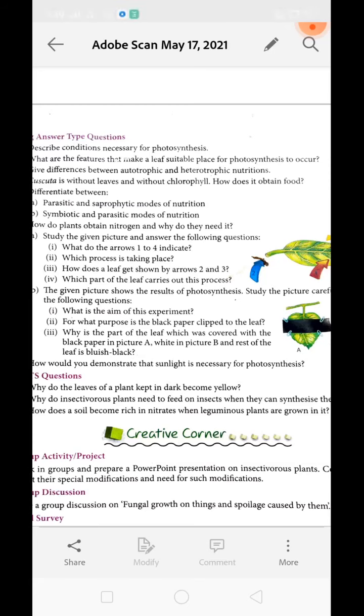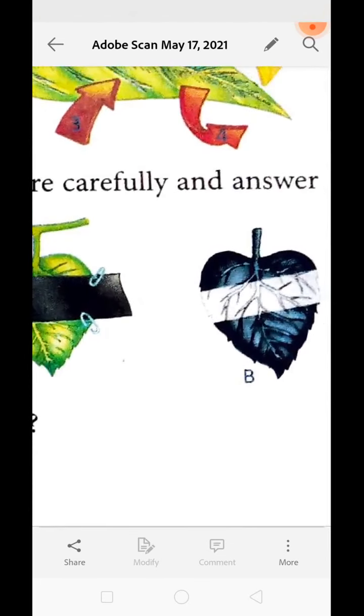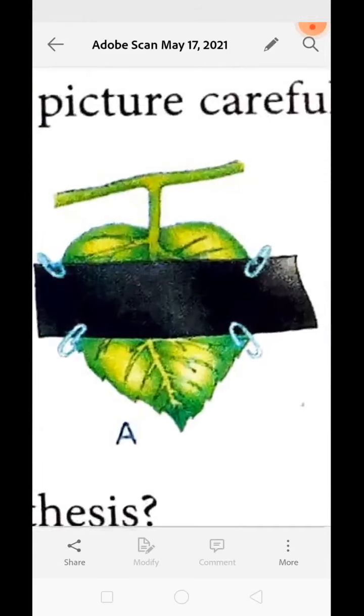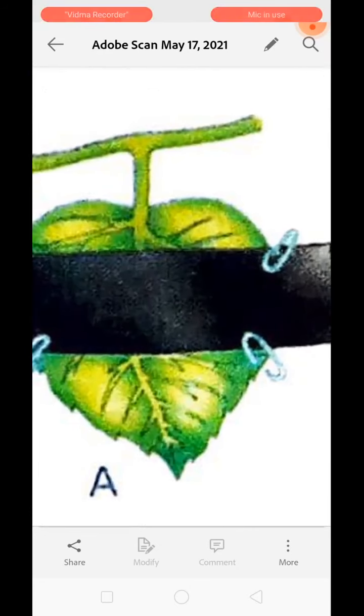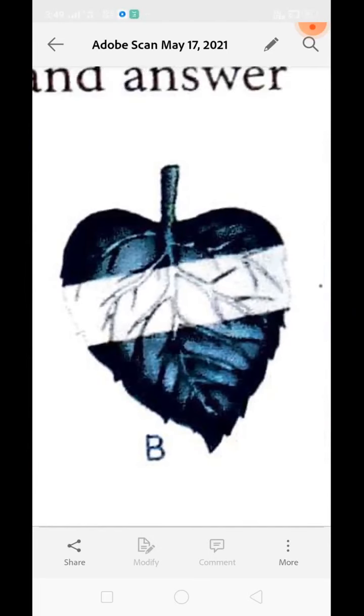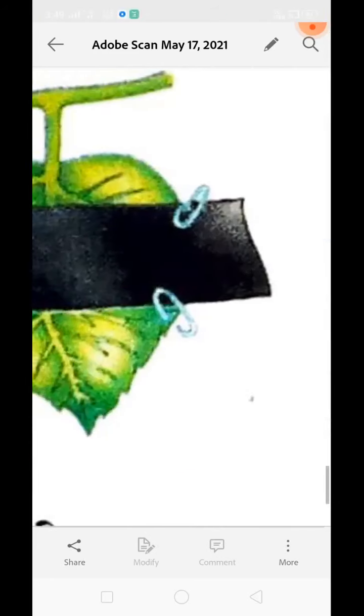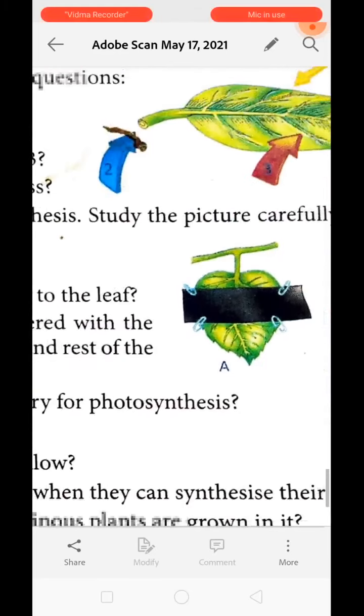Now third question, why is the part of the leaf which was covered with the black paper in picture A white in picture B? The rest of the leaf is bluish black. This is because the portion of the leaf which was covered by black paper was unable to get sunlight. Because of it, this portion does not perform photosynthesis. As a result, it is not carrying starch. Over here, we have done the starch test, and the central part, which is white in color, indicates a negative starch test.